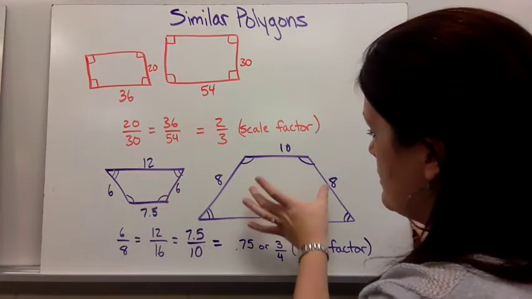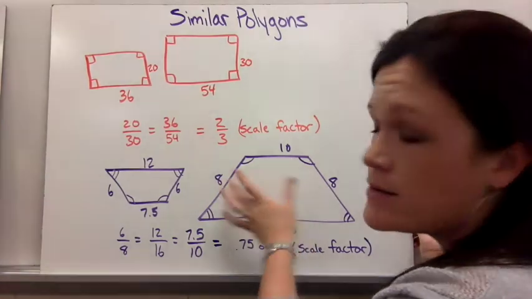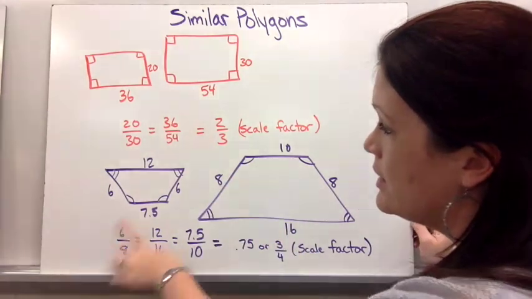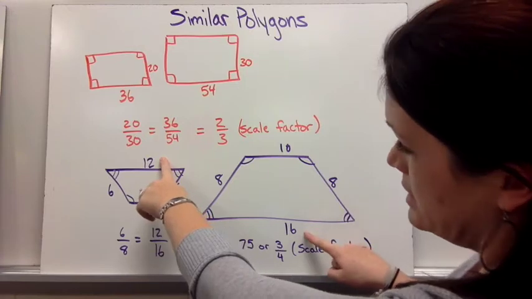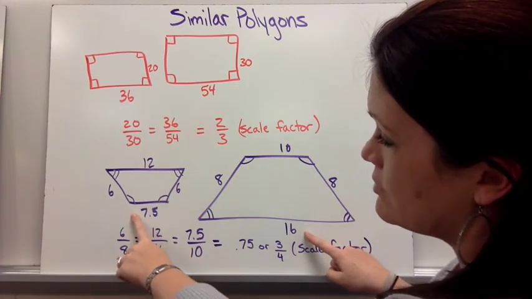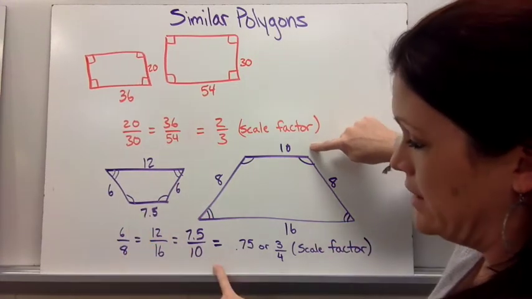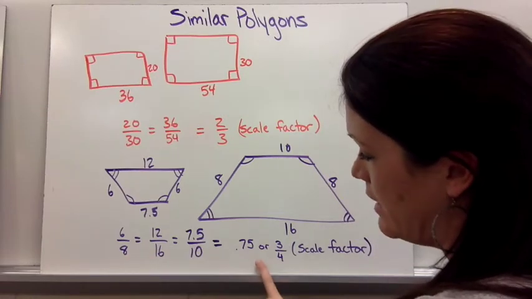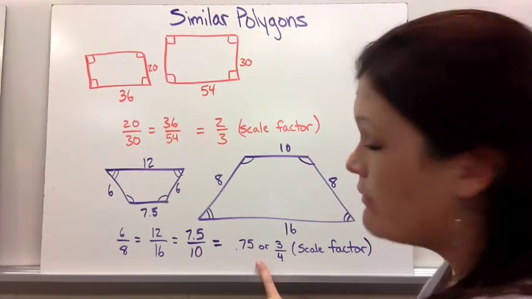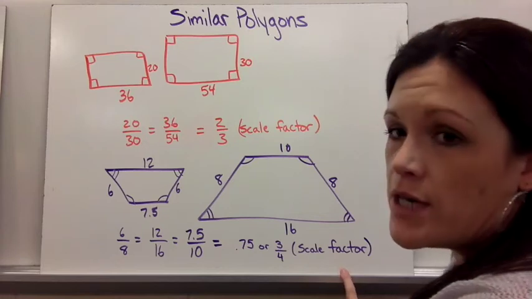So these are both 6 and those are both 8. You don't have to do that twice. Let's just set 6 over 8 equals 12 over 16. And then is that equal to 7.5 over 10? And they did all have the same ratio, which was 0.75, or 3 over 4 would be our scale factor.